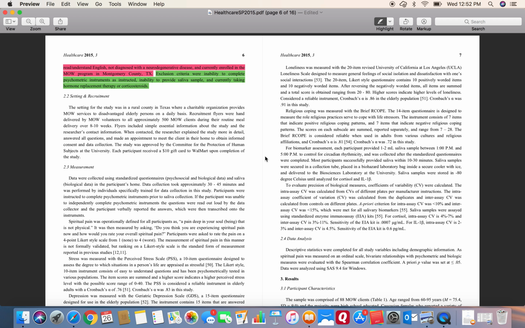So you wouldn't write, for example, that the inclusion criteria is that they're greater than or equal to 60 years old. And so then you wouldn't say that the first exclusion criteria is less than or equal to 59 years old, because you already stated that in the first one. So that's just an example, something to think about.